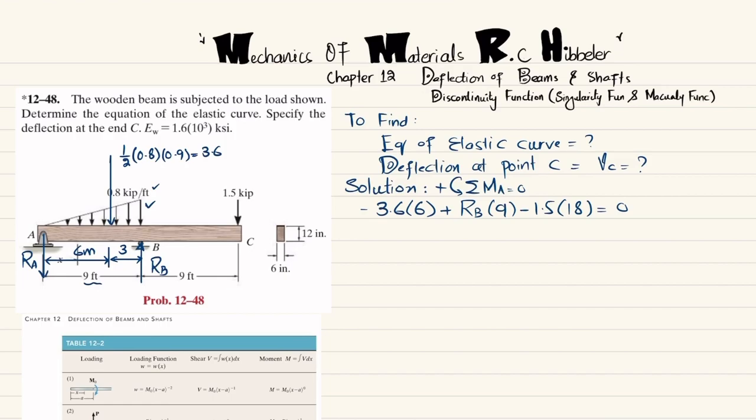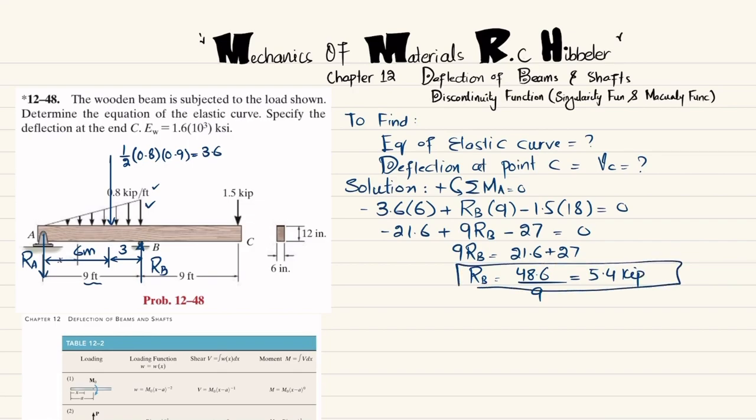So I will get minus 21.6 plus 9 RB minus 27 is equal to 0. Okay. So 9 RB will be equal to 21.6 plus 27, and you will get RB will be equal to 21.6 plus 27 is actually 48.6, and if you divide 9 on both sides, so you will get RB will be equal to 5.4 kip.